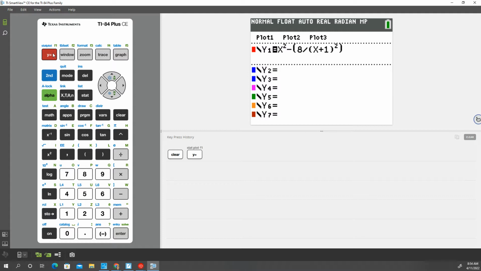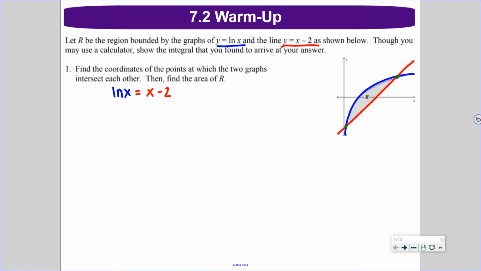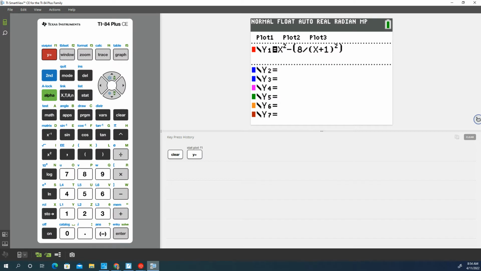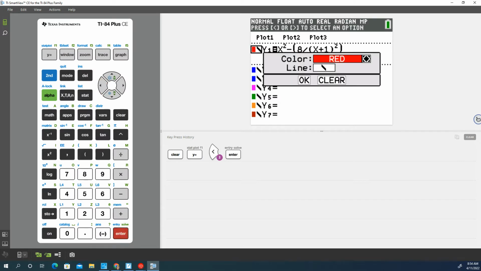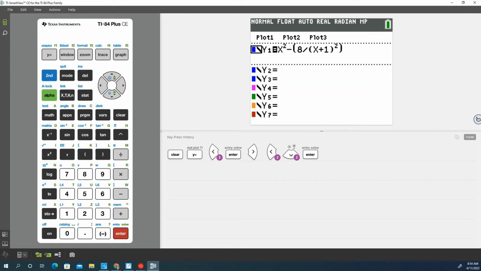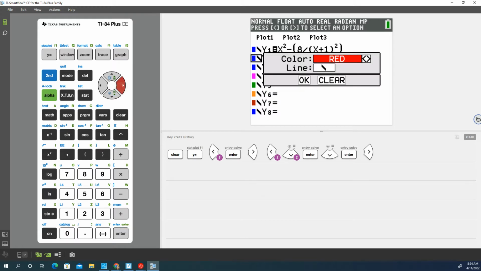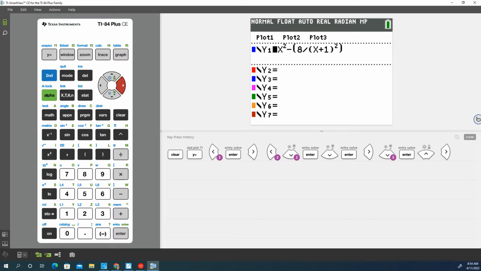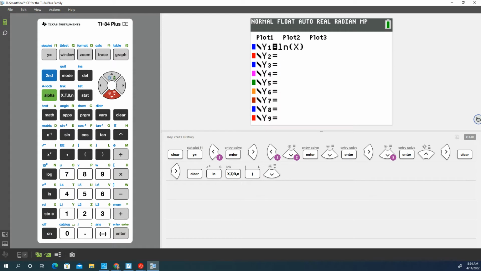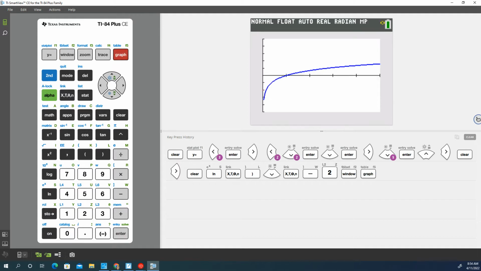So let's type in, let's see what I did for colors here. X is blue. Okay, so we got our natural log of x, and that was x minus 2, right? Okay. All right, so there's my curves.